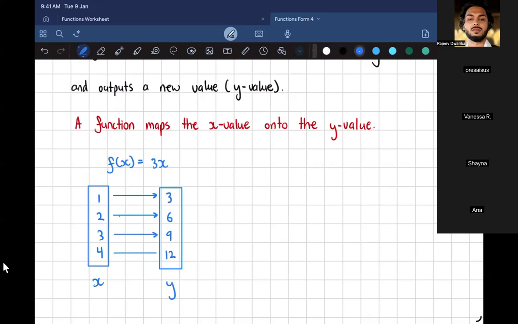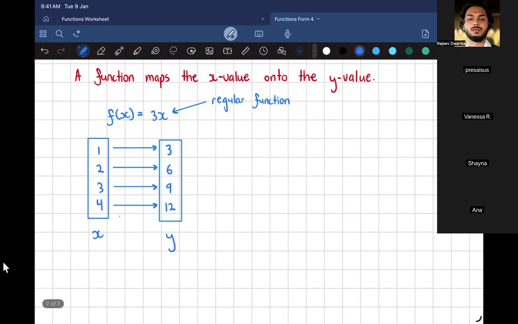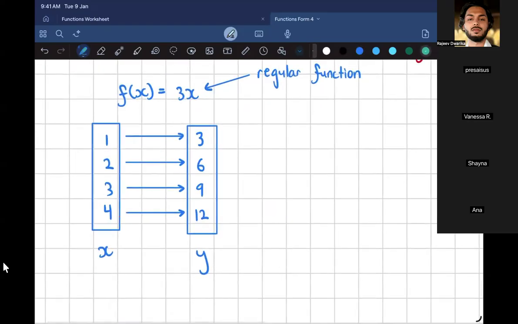What do you guys think the inverse function would do? If a regular function maps x onto y, what do you all think the inverse function will do? Map y onto x. That's correct. So that's the regular function. Nice. Now let me go through the general procedure to get the inverse function. But before I do that, let me show you what the inverse function will do.